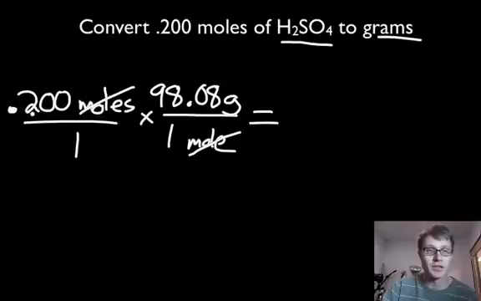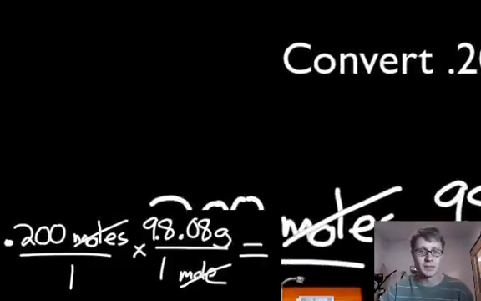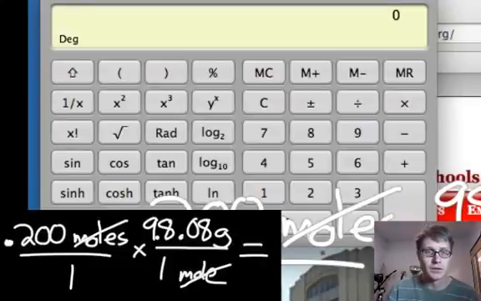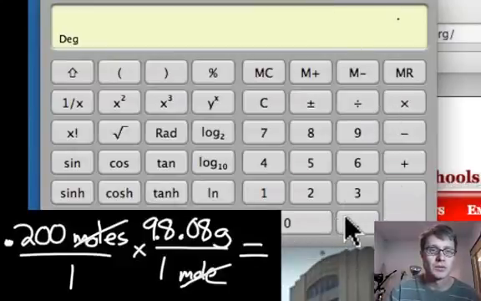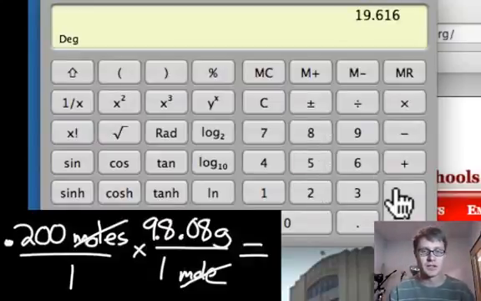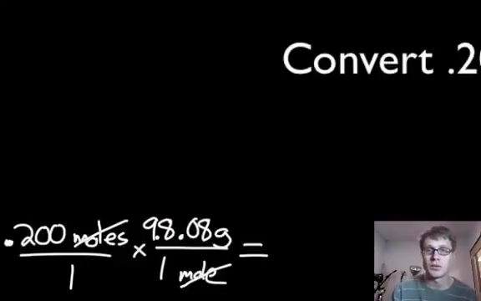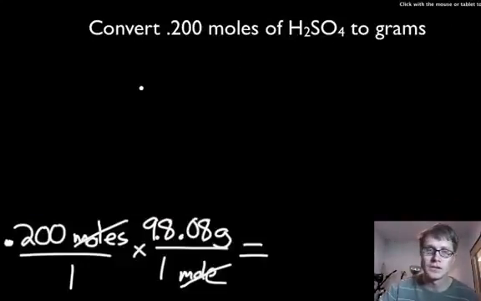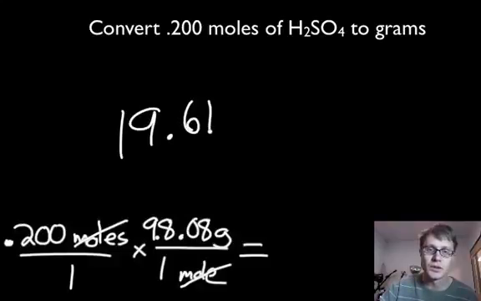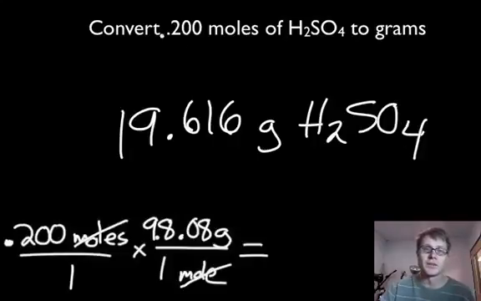And so now if you look at it, I'm just going to take 0.200 times 98.08. So let me grab a calculator. So that's going to be 0.2 times 98.08, and I get 19.616. So let me go back to the presentation, 19.616. And so it's 19.616 grams of H2SO4.